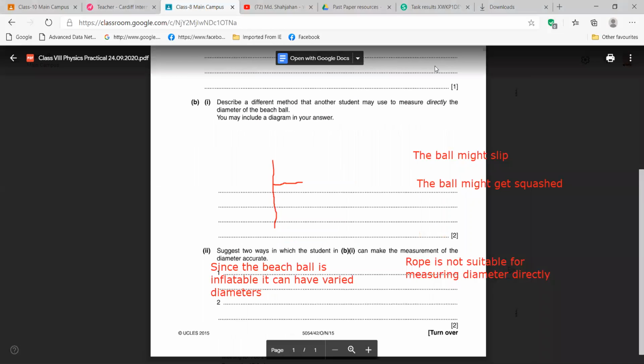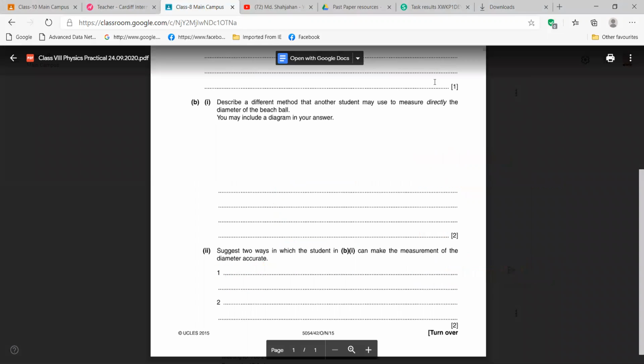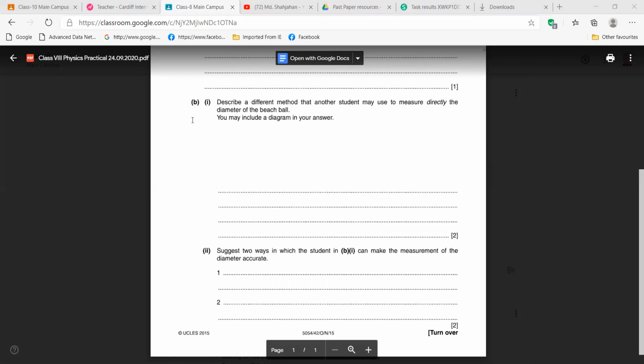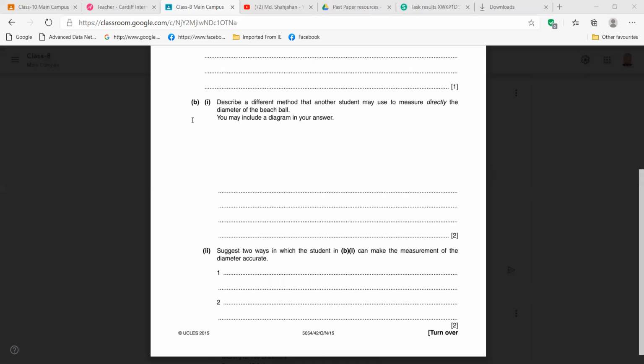Part B. Who will read? Azrila is always silent. Lamisa, you read. Describe a different method that another student may use to measure directly the diameter of the beach ball. You may include a diagram in your answer.